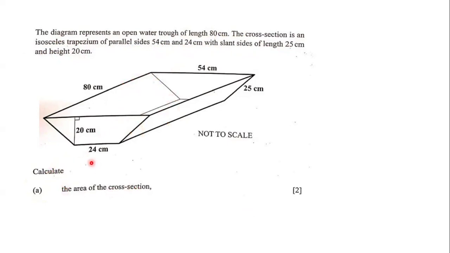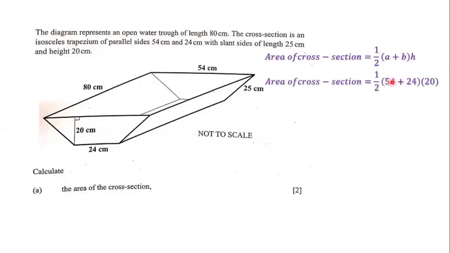Now the cross-section of this shape is a trapezium. So this is a cross-section, right? And so we have to figure out the area of the trapezium. The area of a trapezium is equal to half (A plus B) times H. So the area of the cross-section is equal to half, open bracket, A plus B, close bracket, times H. Now, what is A, what is B, and what is H?